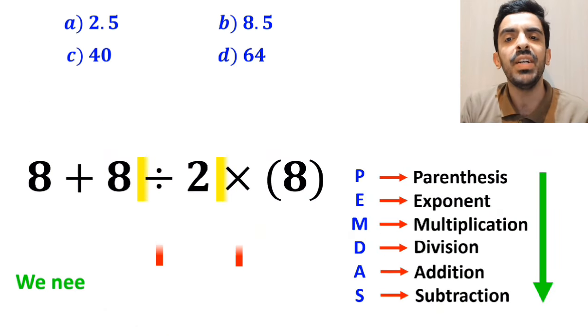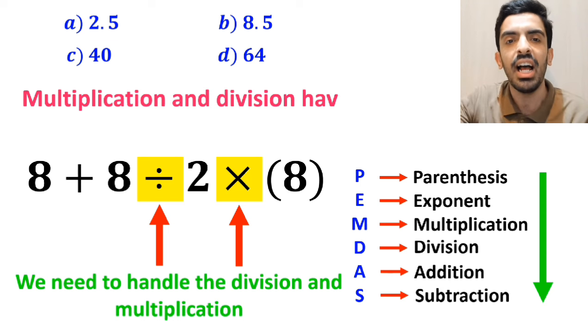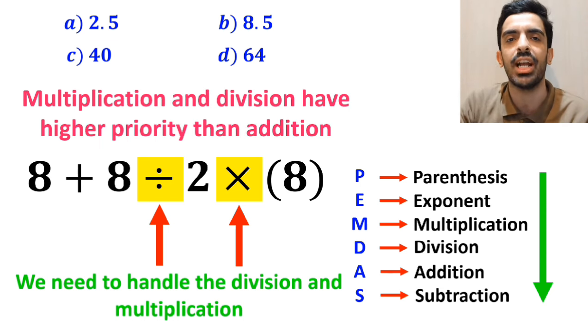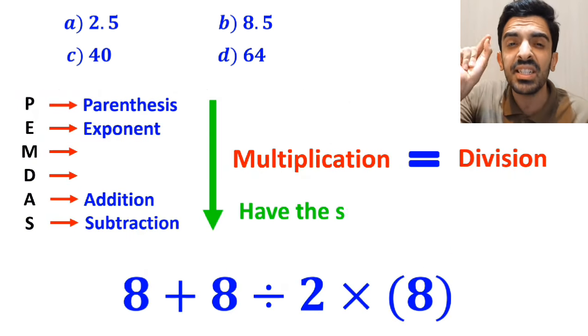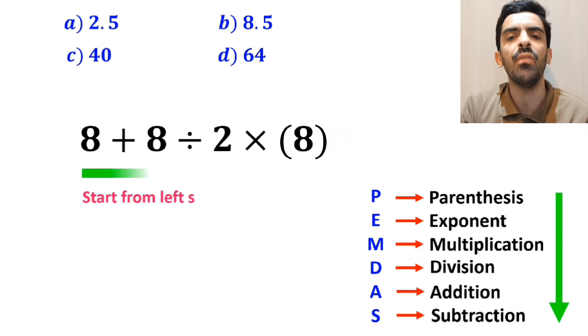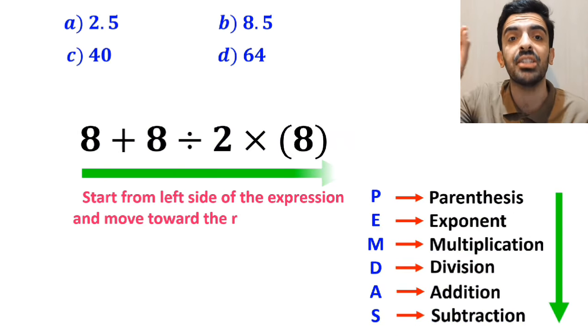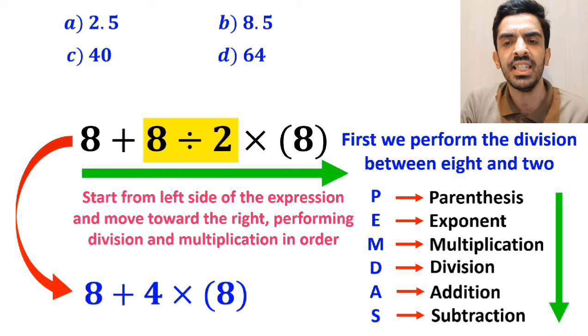In the next step, we need to handle the division and multiplication, because multiplication and division have a higher priority than addition. However, it's very important to note that in the PEMDAS rule, multiplication and division have the same level of priority. In this case, the best thing to do is to start from the left side of the expression and move toward the right, performing division and multiplication in order. So, first we perform the division between 8 and 2, which simplifies this expression to 8 + 4 × 8.